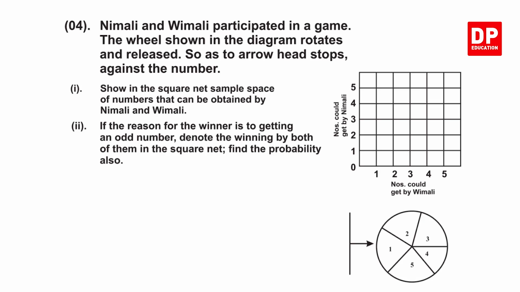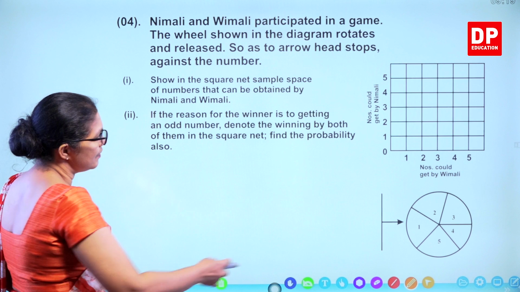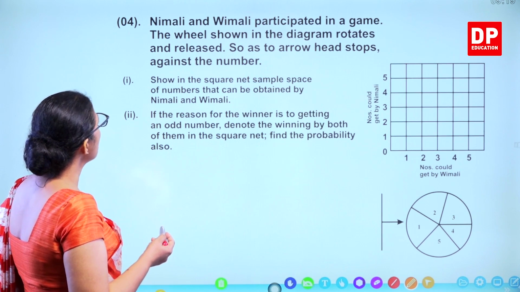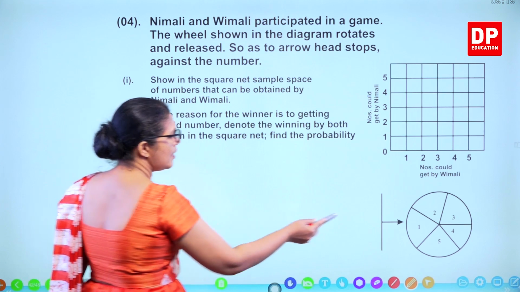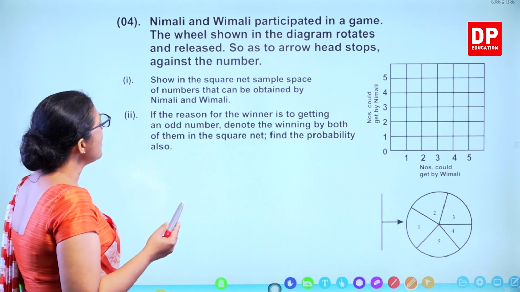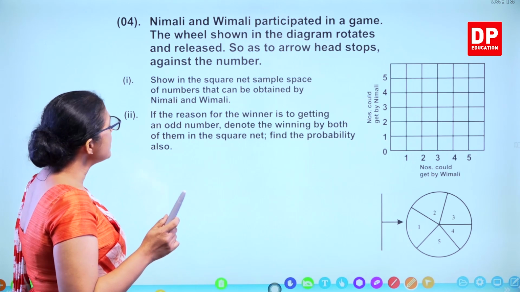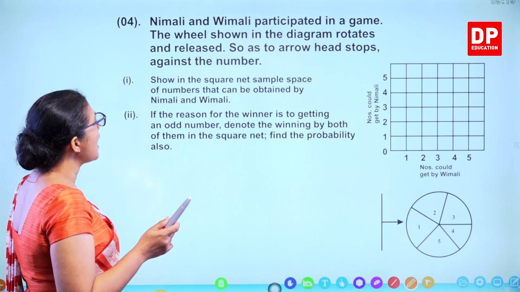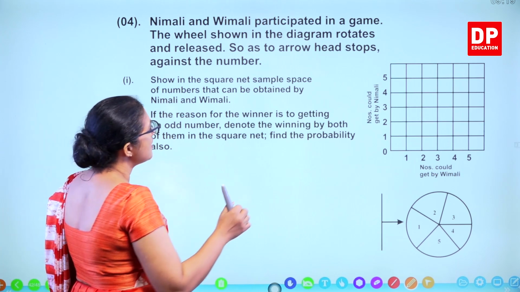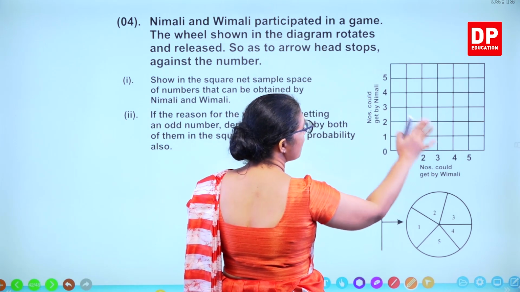Question number 4. Nimali and Vimali participated in a game. The wheel shown in the diagram rotates and is released, so that the arrowhead stops against a number. So here with this arrow they refer the number. Show in the square net the sample space of numbers that can be obtained by Nimali and Vimali. So this is the sample space diagram.